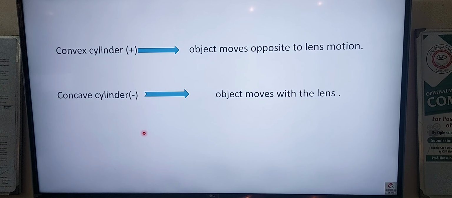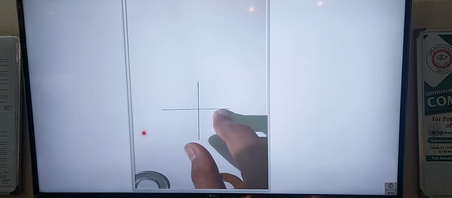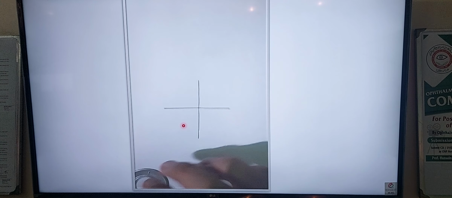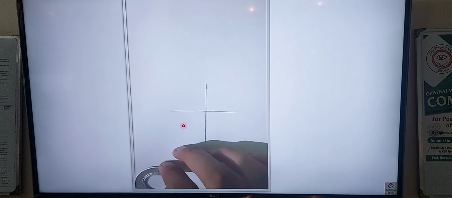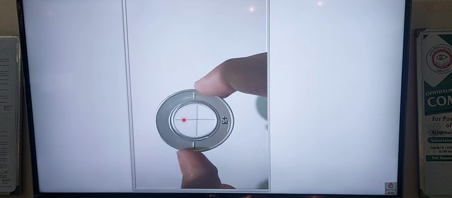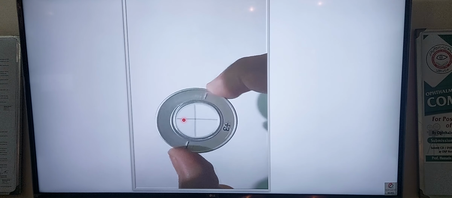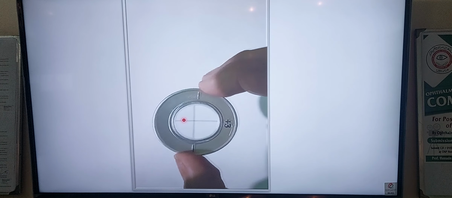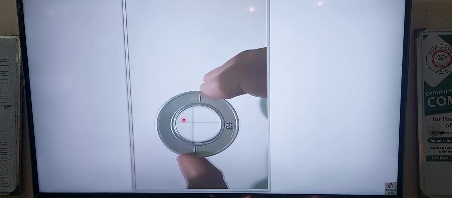Now here's the video. The next slide. First we will draw a cross. Then we place the lens at its axis parallel to the cross. It is causing no distortion of the cross. When slowly rotated, the cross is moving in the opposite direction. So it is a plus lens. It's a converging lens.